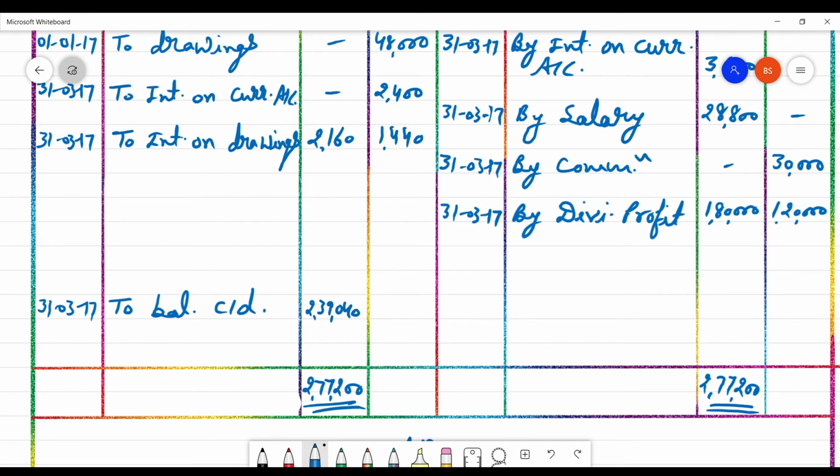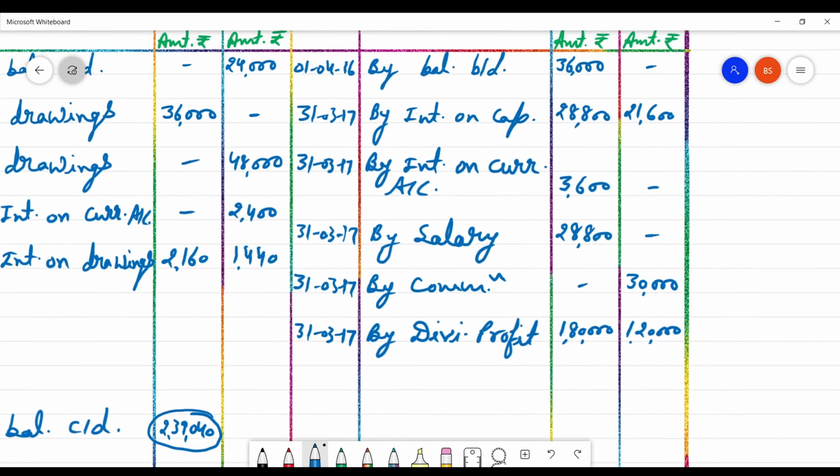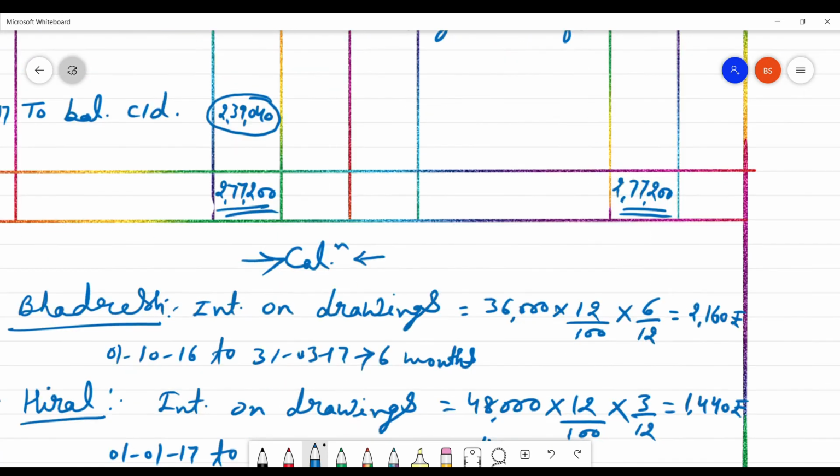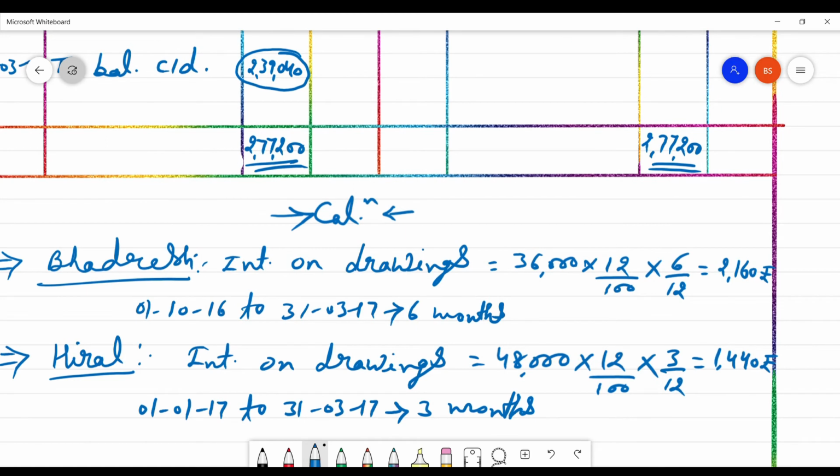2,39,040 is the closing balance of the current account. After that, we will make the total of Hiral: 21,600 plus 30,000 plus 1,20,000. It will be 1,71,600.